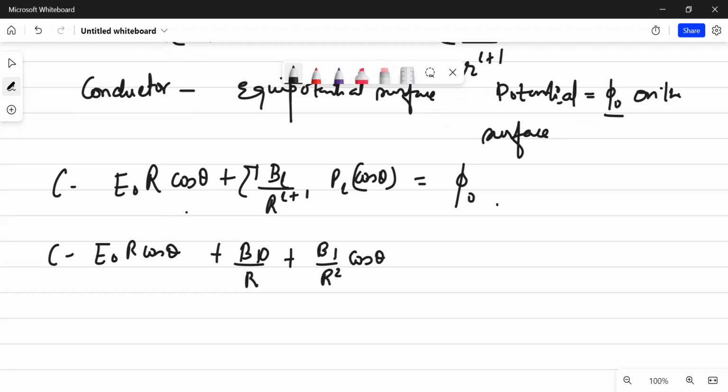Why am I writing cos theta? Because cos theta is there, so I'm using this cos theta term. Otherwise, all these terms will go to 0. Forget about them, because you do not have all these terms there, so I'm not writing them. This will be equal to phi naught.